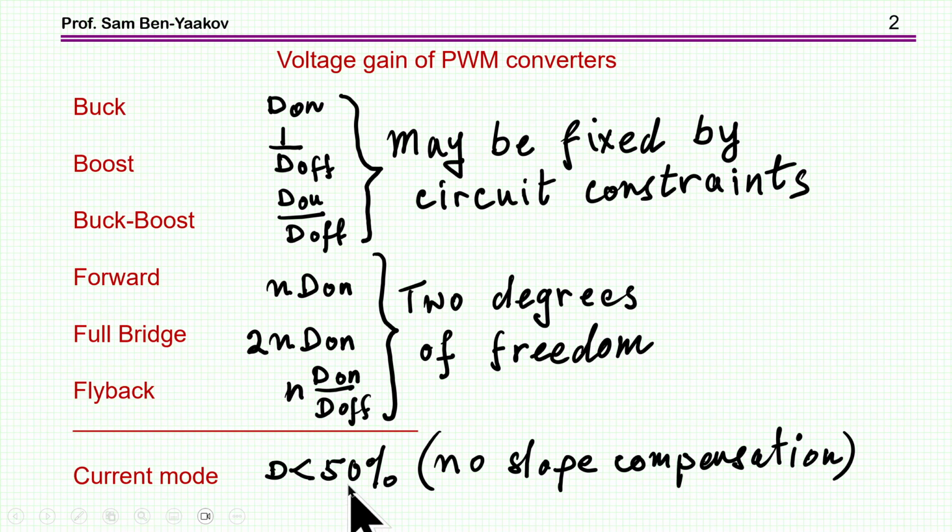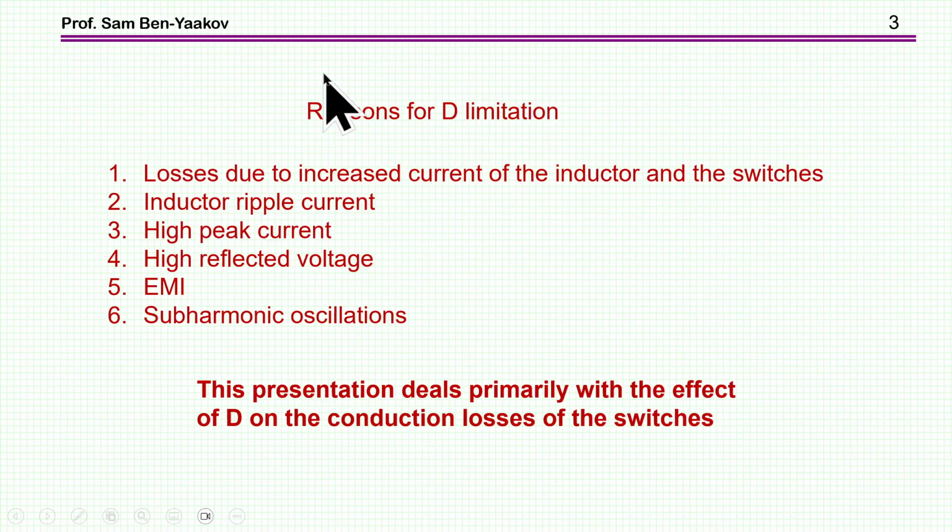There is another issue of limitation of the duty cycle, and that is the case of current mode, in which we know that without slope compensation, the duty cycle has to be 50% or lower, and this is to avoid subharmonic oscillation. This is a completely different issue. It's a nonlinear effect, and this is just a limitation that I'm pointing out that one has to be aware of.